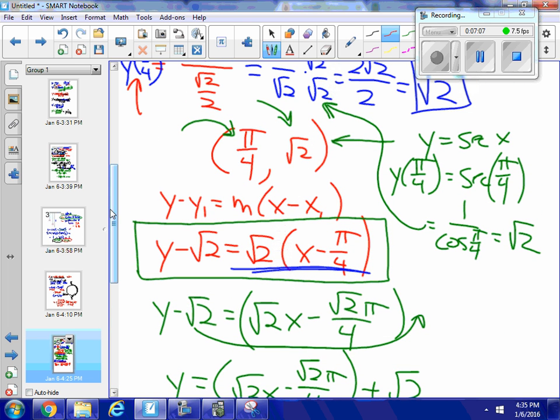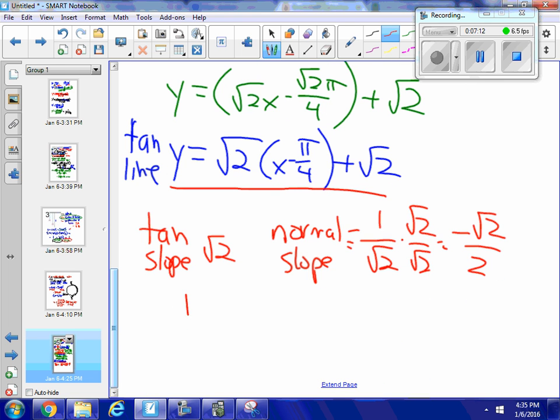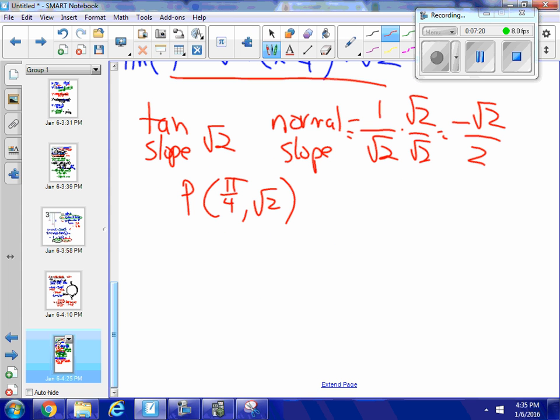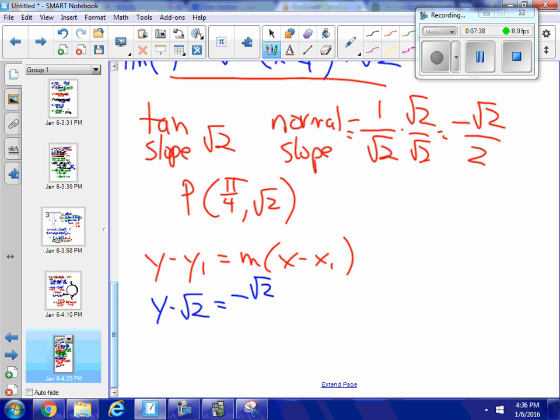This is the point that I'm working with right here. Pi over 4, radical 2. So I'll write it here. Point pi over 4, radical 2. And I'll put it in point slope form. So I'm going to go y minus y1 is equal to m times x minus x1. And in this case here, I have y minus radical 2 is equal to negative radical 2 over 2 times x minus pi over 4.